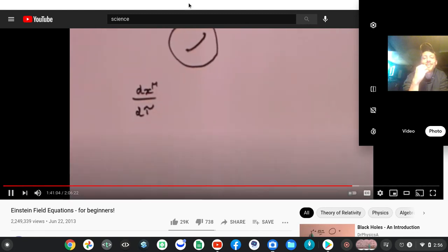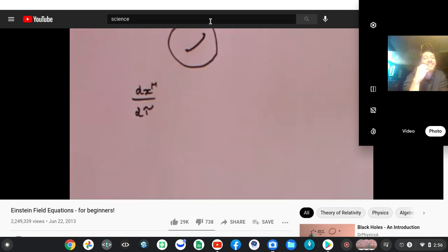When I say take the derivative, remember we must always be cautious over here. In general relativity, we've already learned by that time that we can't take ordinary derivatives over here. We need to go for the covariant derivative.